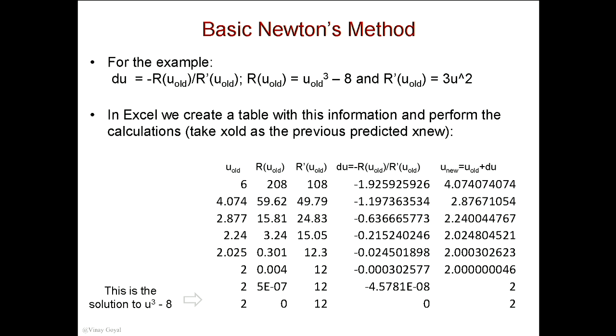And now I'll use this new prediction of U, start over, and redo that. And you can see here quickly that in about 4 or 5 iterations I get to a value of 2 for U. Okay, so I get the value of U, which is 2.